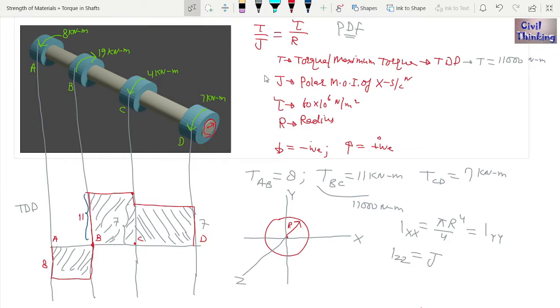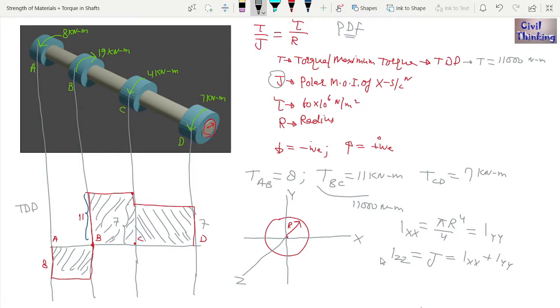The J you see here is the moment of inertia about the Z axis. According to the theorem of perpendicular axes, J, or Izz, is Ixx plus Iyy. Now, if you don't know much about the moment of inertia, all of these Ixx, Iyy, or polar moment of inertia, please watch my video lecture on the moment of inertia. You will understand it very well.